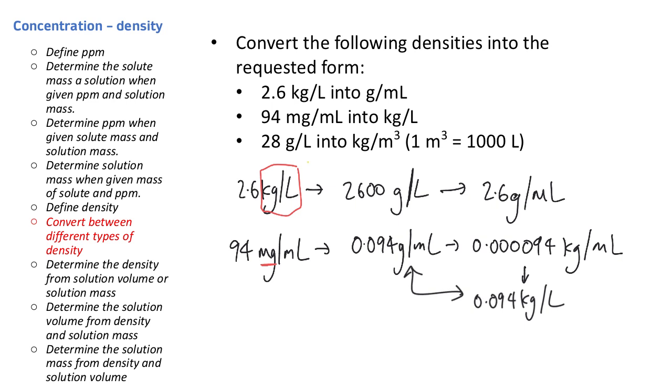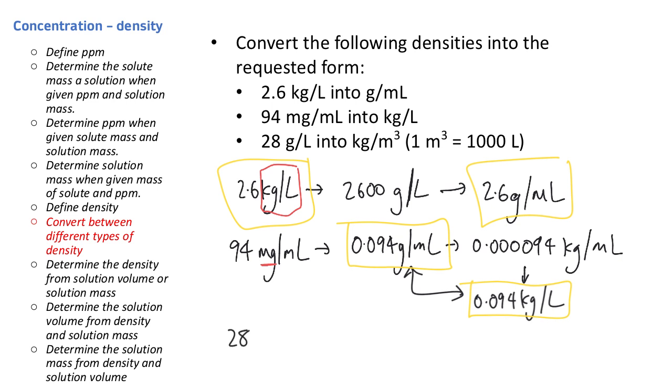You can see that in the last one as well. Grams per mil and kilograms per liter will be the same value. But let's do the last one, because it has something a bit tricky. It's grams per liter into kilograms per meters cubed, and a meter cubed is 1,000 liters. So let's do that.